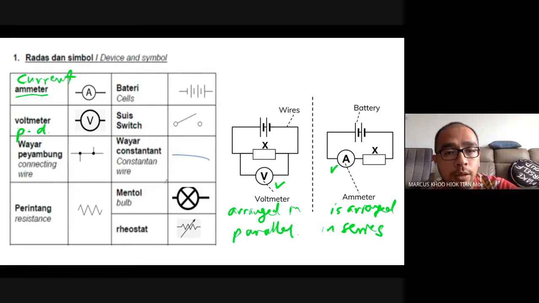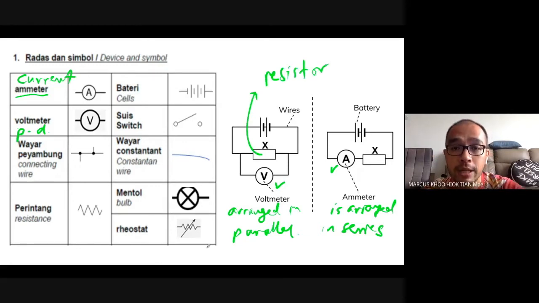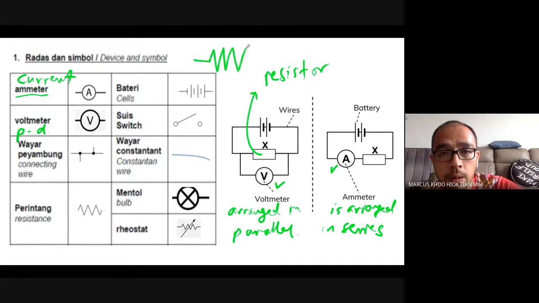So if I want to change this resistor, this is a resistor. In Malay it is called perintang. The symbol for a resistor is just a square. Another symbol for a resistor is this. So a square like this or like this, these are both resistors. So the ammeter is always arranged next to, or at least in the same line as, the resistor or the bulb. If I want to change the resistor to a bulb like this, it is the same thing.